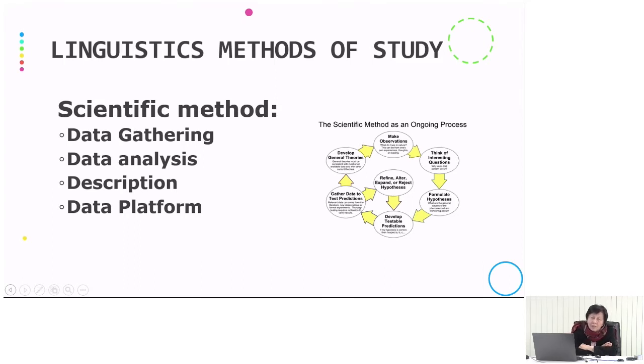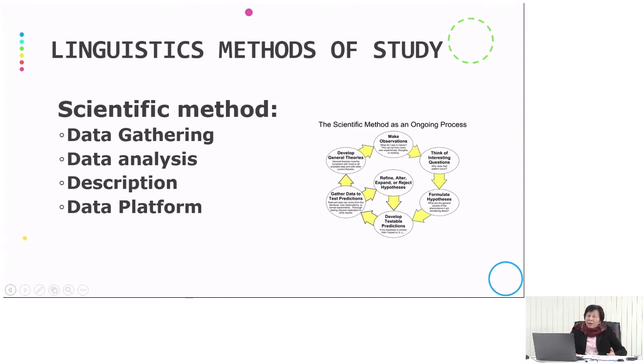I mean, the data might be different according to the fields of study, but the methodology would be the same: gathering, analyzing, describing, and setting things up into a platform. This is the way that we are going to deal with our method of study, right?